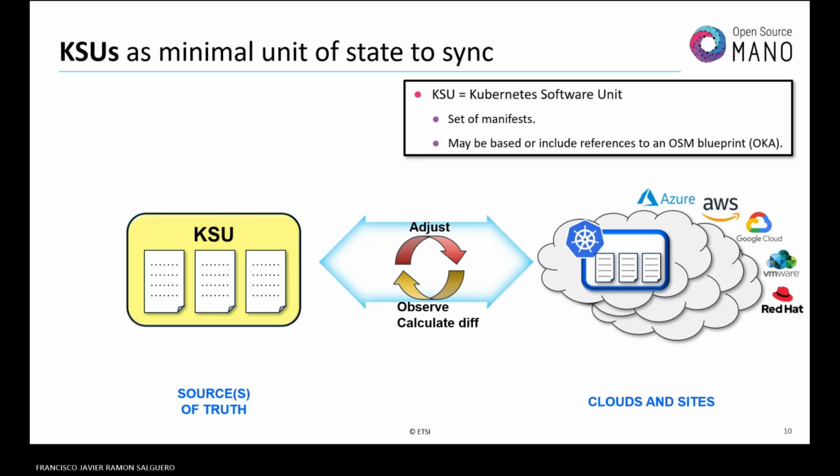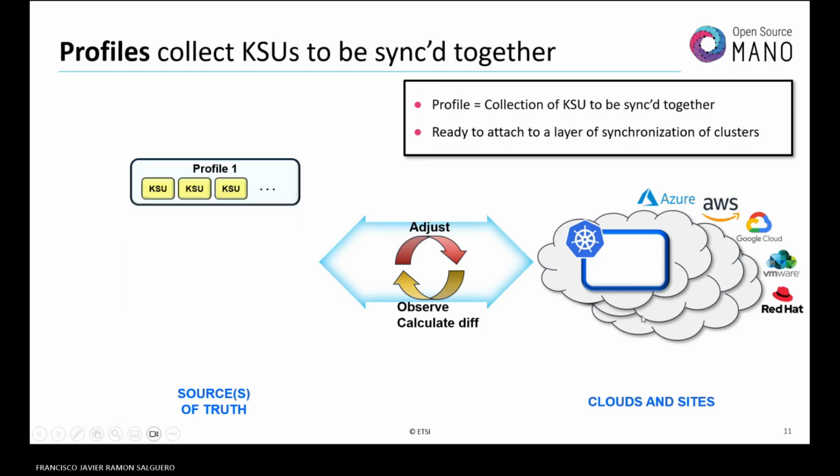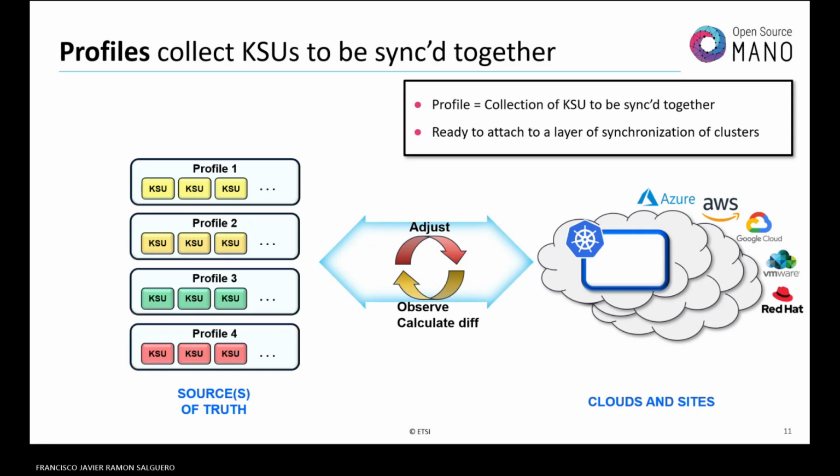Okay, so a KSU must be synchronized together. All those manifests, I don't mind if they go to the engine and I synchronize at their own order. There is an upper level concept in OSM, the profile. The profile is where I put all the KSUs that I don't mind if they go to synchronization together, no matter in which order, but they can go together and can be injected together. In a profile I can put a collection of KSUs and can define as many as I want. It's free. I can have as many profiles as I want. So far, nothing happens in the cloud.